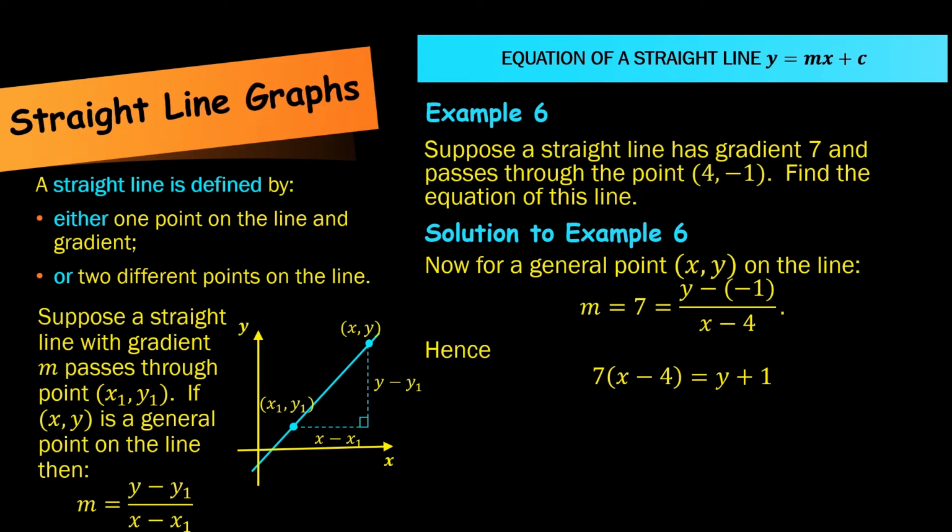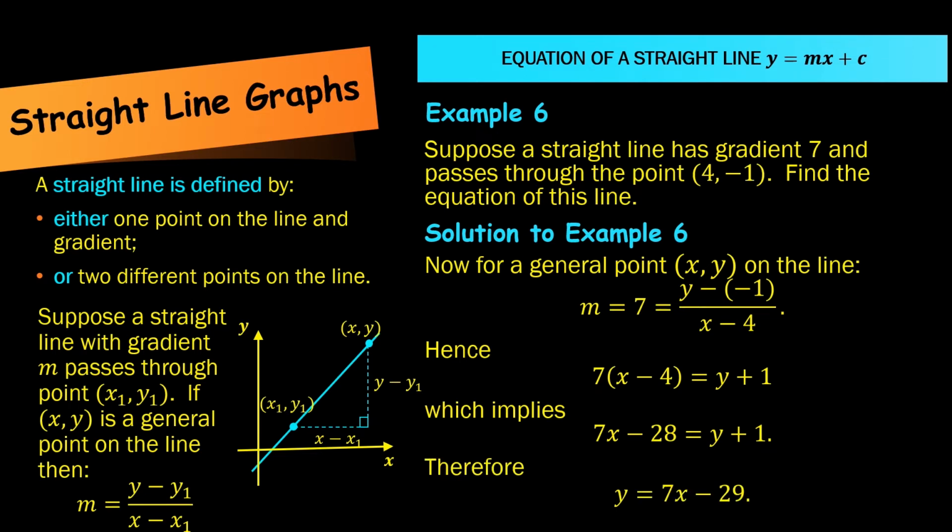Multiplying out by x minus 4 gives 7 times x minus 4 equals y plus 1. And then expanding the brackets gives 7x minus 28 equals y plus 1. And finally, rearranging and tidying up gives y equals 7x minus 29.